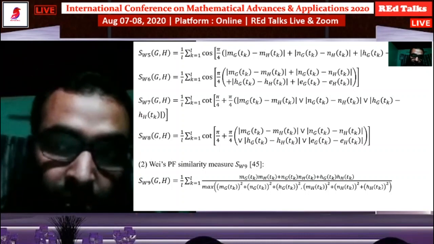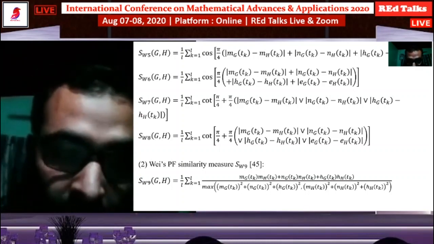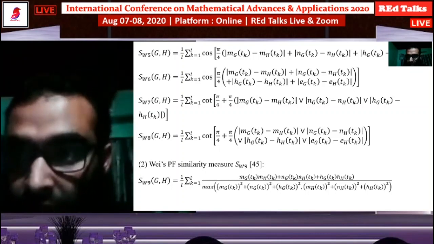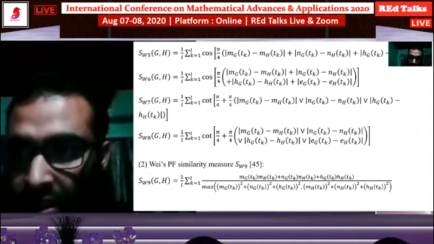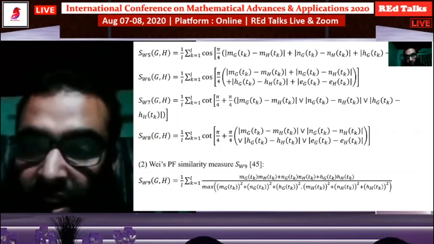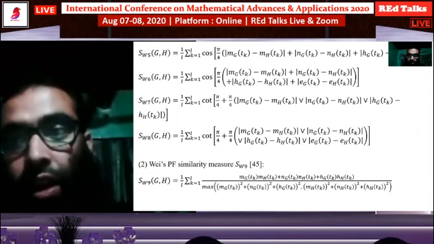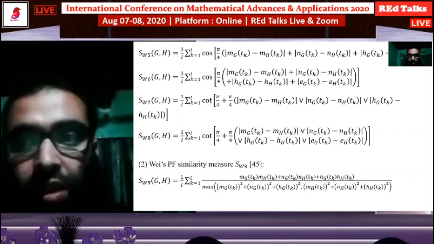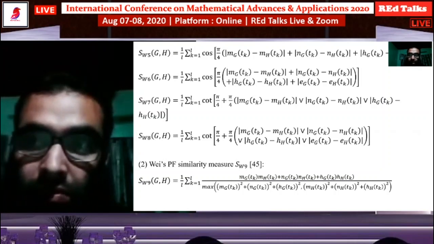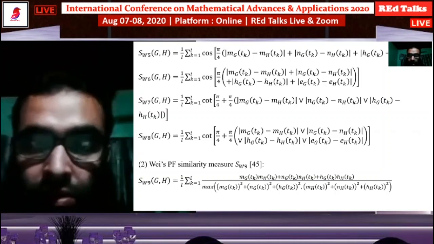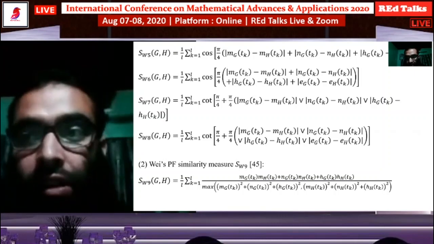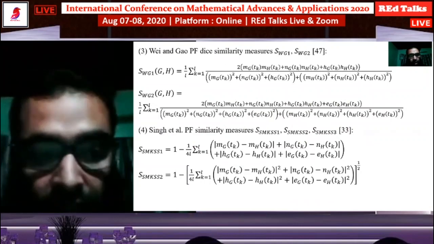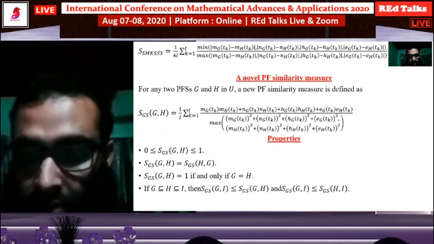Considering that the degree of refusal is missing here, I introduced a new picture fuzzy similarity measure that is quite similar to this SW9, because I have taken the degree of refusal into consideration as well. We showed that it is quite robust to take the degree of refusal into consideration, and that measure is stronger than the measure which contains only 3 parameters.